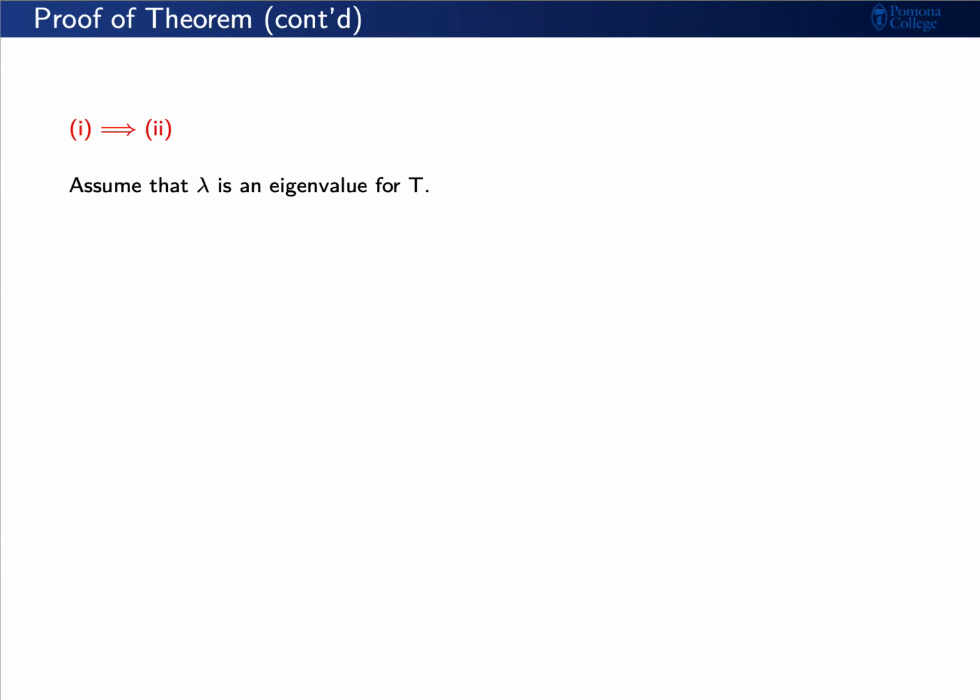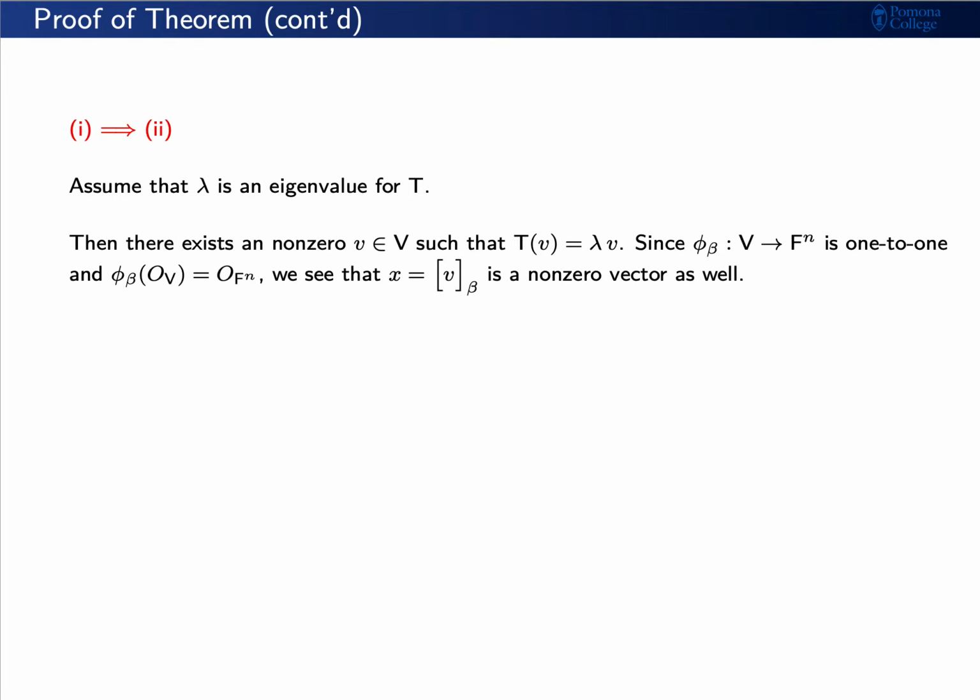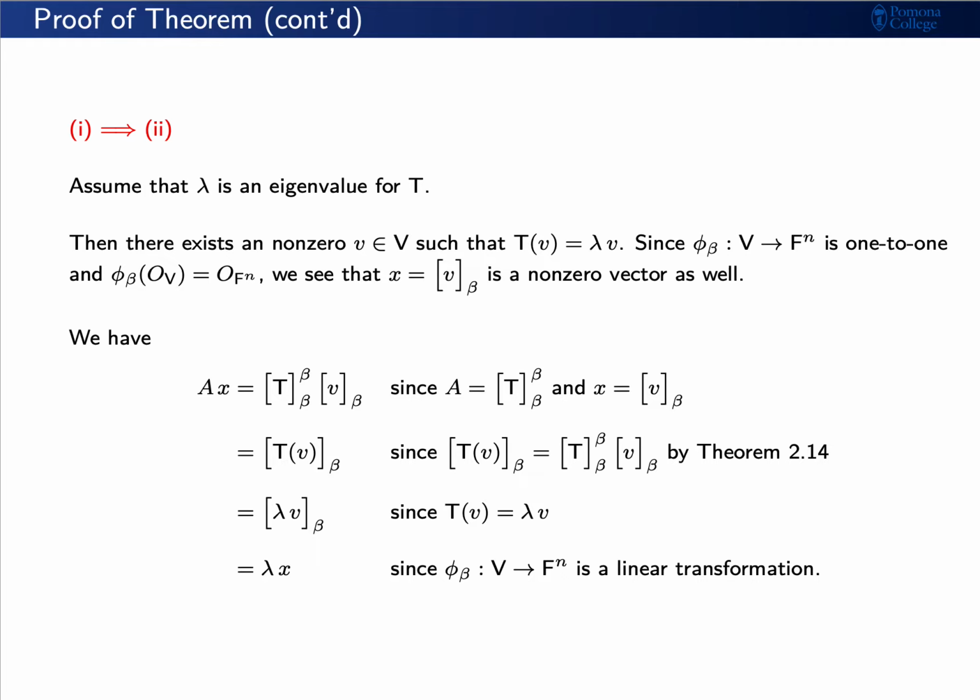Let's show that 1 implies 2. We'll assume that this lambda is an eigenvalue for our linear transformation T. Since phi sub beta, our standard representation, is 1 to 1, and we know that phi sub beta sends the 0 vector to the 0 vector, then we'll see that our standard representation of the vector lowercase v is a non-zero vector as well. But now A times x, where x is this coordinate vector for our vector lowercase v, is just lambda times x. Hence, lambda is an eigenvalue for our matrix A.